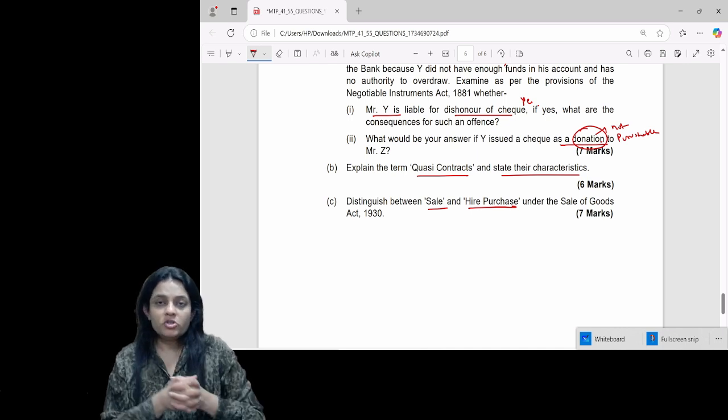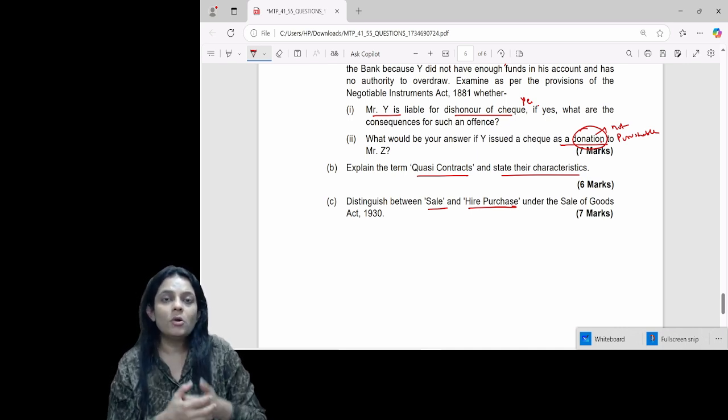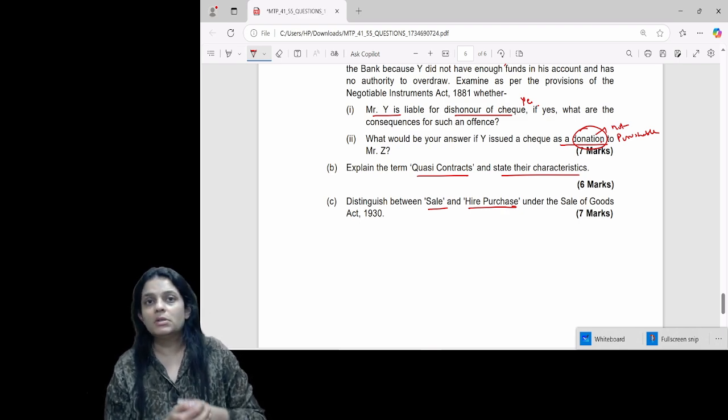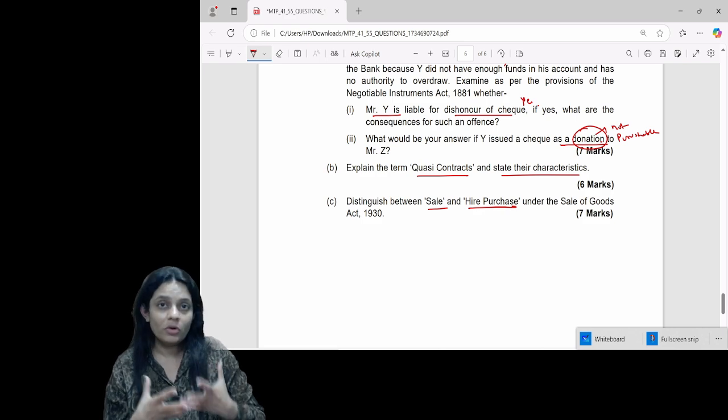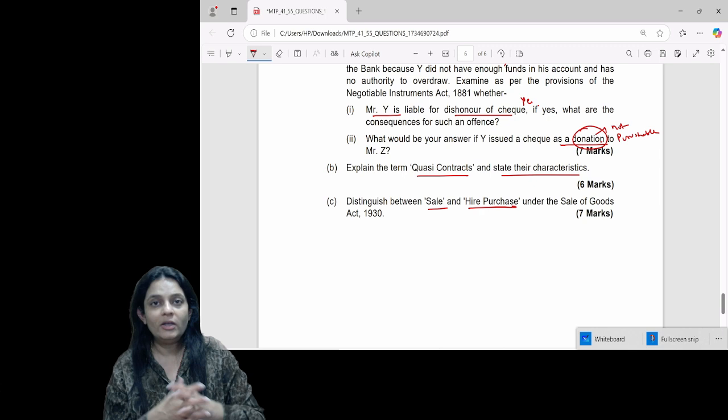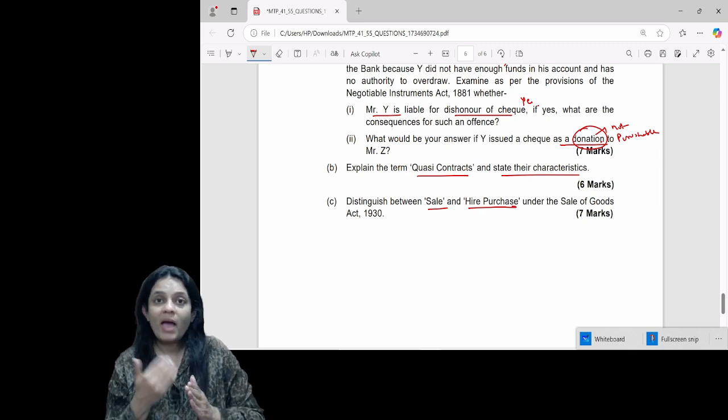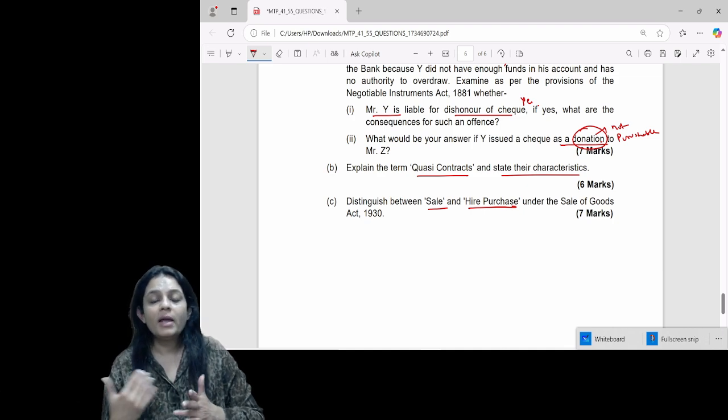What is the difference between sale and hire purchase? In sale, ownership is transferred immediately. In hire purchase, the ownership is transferred on the last installment. In sale, you don't have an option to return the goods. In hire purchase, you have an option to return the goods. In sale, the person who purchases the goods is the owner of the goods. In hire purchase, he is just the bailee of the goods. In sale, if the buyer resells the goods, the new buyer gets a good title.